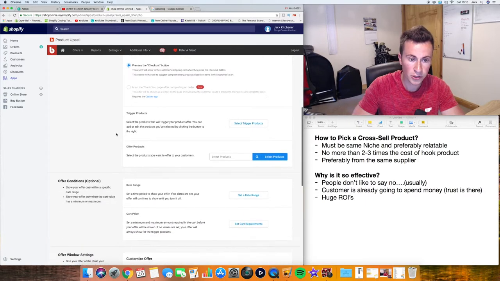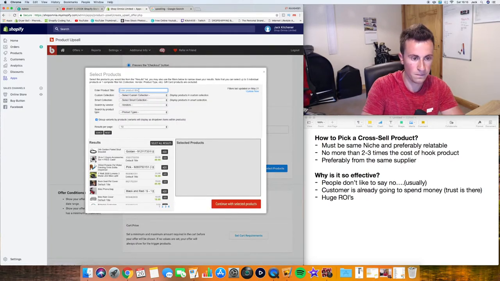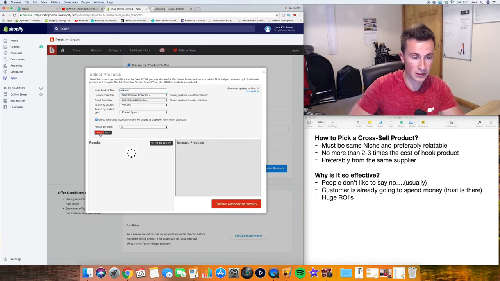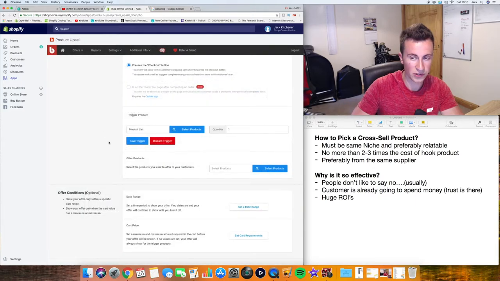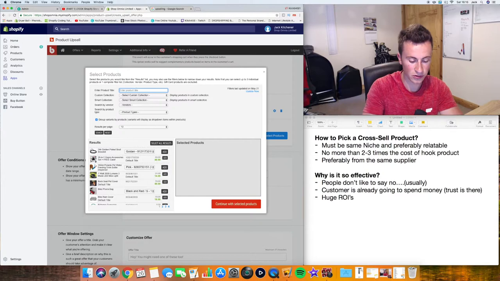Moving on then, trigger product. Your trigger product is going to be the product that's in the cart that is going to trigger the cross sell. So we want that to be our backpack. Oh, I can't remember what it's called. Let's try backpack. Yep. I don't think there's a cross sell on this product. That's why I'm choosing it. Make sure you click save trigger. Select product. And we're just going to choose a random bracelet that I've got selling.